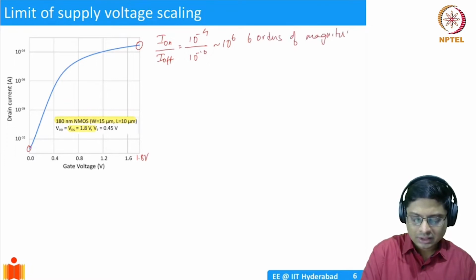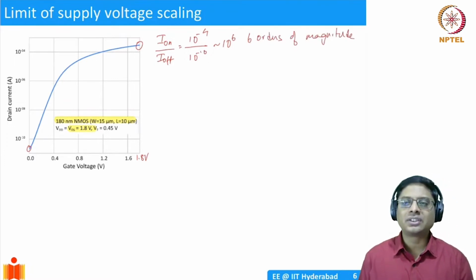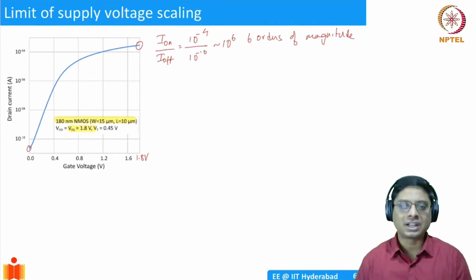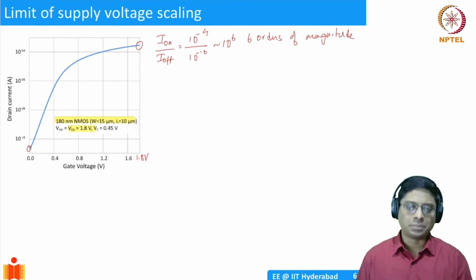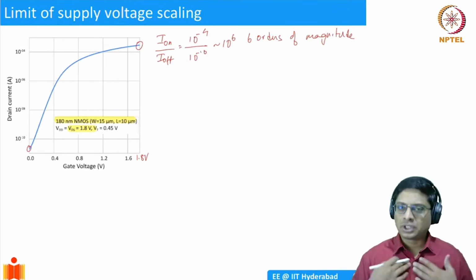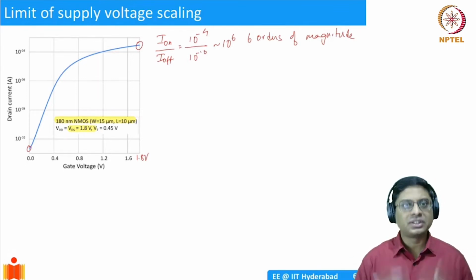And we said when we were introducing the device metrics that digital circuits would prefer to have as high an ION to IOFF ratio as possible. That means when the device is on, we want large current to flow, and when the device is off, we want as small a current as possible to flow, so that this ratio is very high. Then it is an efficient digital circuit.